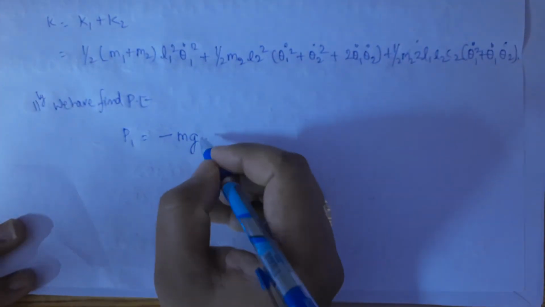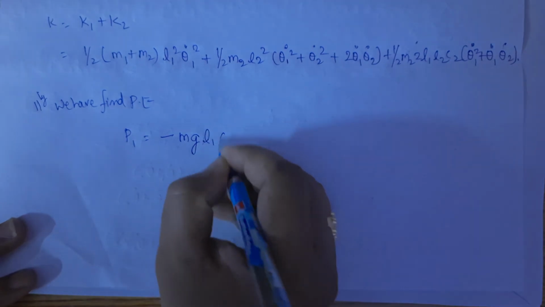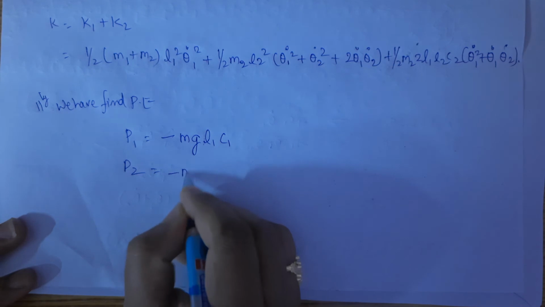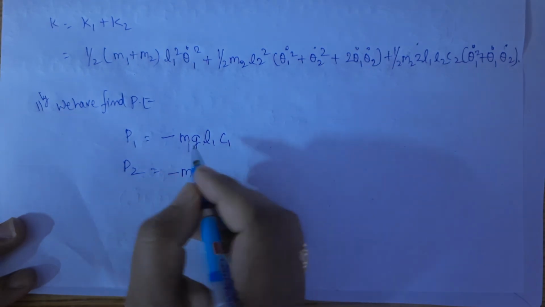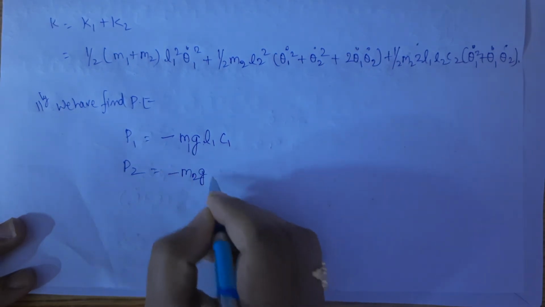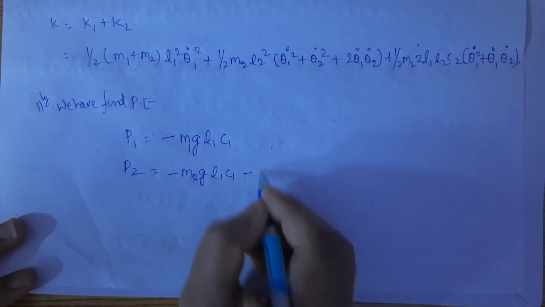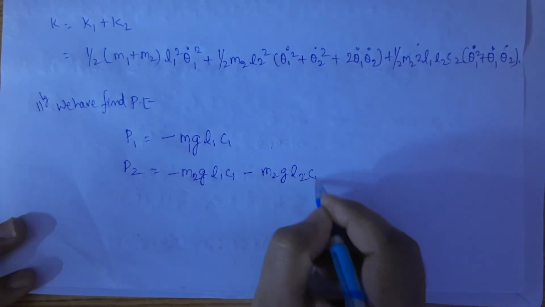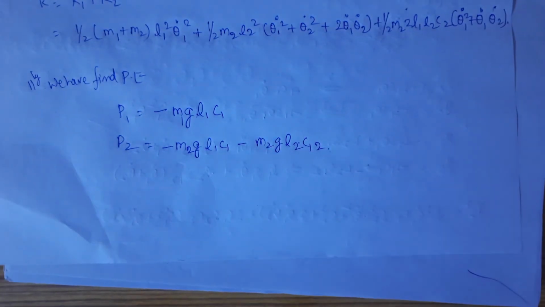So the potential energy of the first link will be m1 g L1 cos theta 1, and the potential energy of the second link will be minus m2 g L2 cos of theta 1 plus theta 2. Okay, so this is the potential energy.